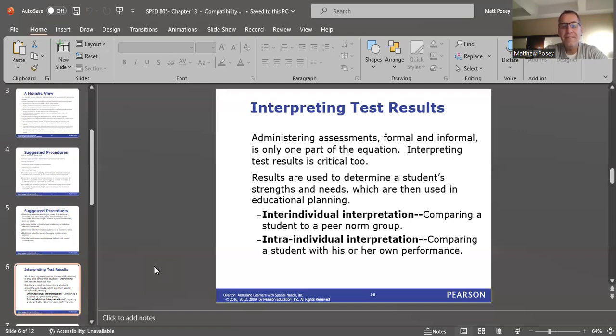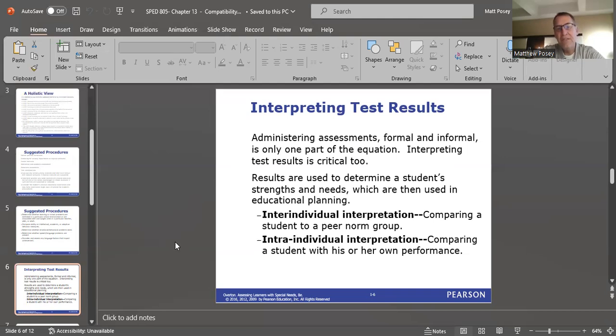You've got to do some of that in this class. Then we look at results in determining the student's strengths and their overall needs. And then we use that in the educational planning. We are determining placement if they qualify for services.